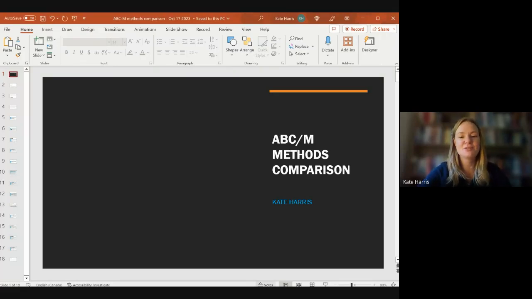I'm a consultant to the Bill and Melinda Gates Foundation, and I'm a member of the Activity-Based Costing for Management's Technical Working Group. The purpose of this presentation is to walk you through ABCM's methods so you can better understand how this data comes together and compare this approach with others.